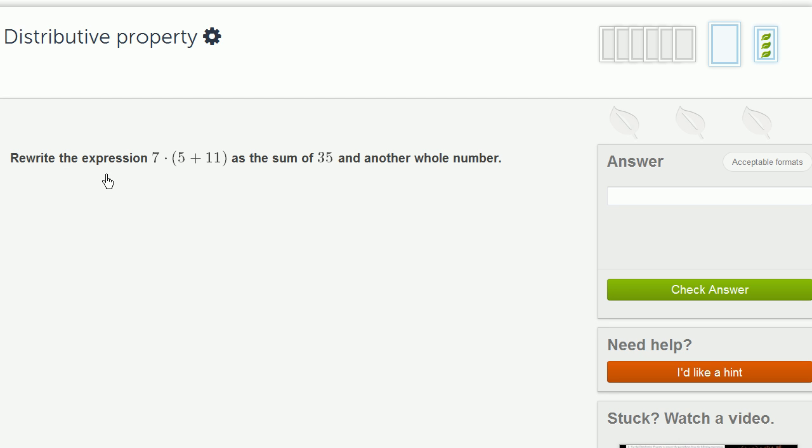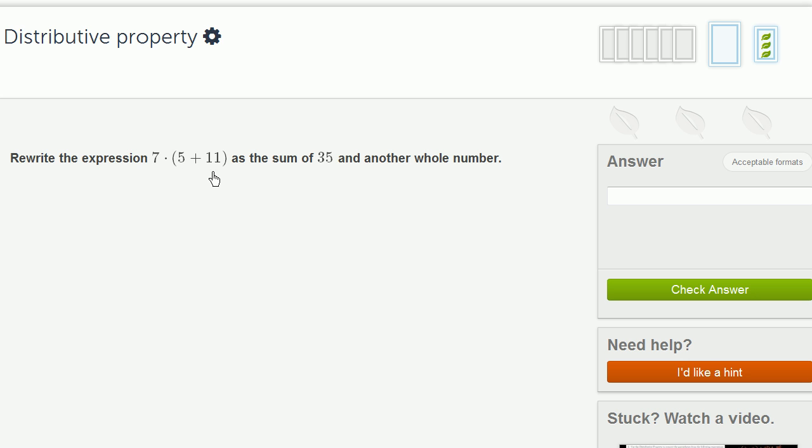We're asked to rewrite the expression 7 times, open parentheses, 5 plus 11, close parentheses, as the sum of 35 and another whole number. So really what they're asking us to do is just apply the distributive property. We have 7 times the quantity 5 plus 11.